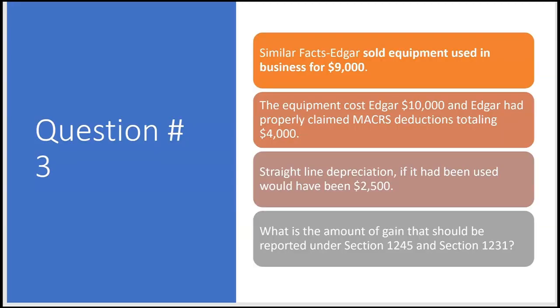In question number 3, it's similar facts. We're still selling equipment, but this time the equipment's not sold for $13,000, it's sold for $9,000. That's really the only difference. The sale price is only $9,000. The equipment cost Edgar $10,000, and Edgar had properly claimed maker's deductions, depreciation, totaling $4,000. So all that's the same. They even tell us straight line depreciation, if it had been used, would have been $2,500. What's the amount of gain that should be reported under Section 1245 and Section 1231?